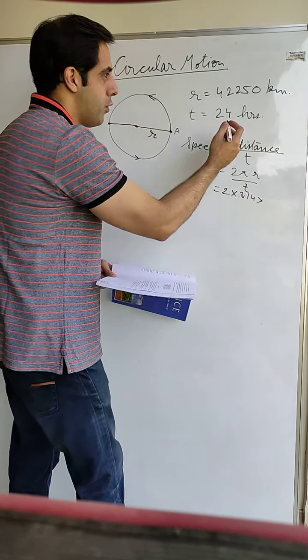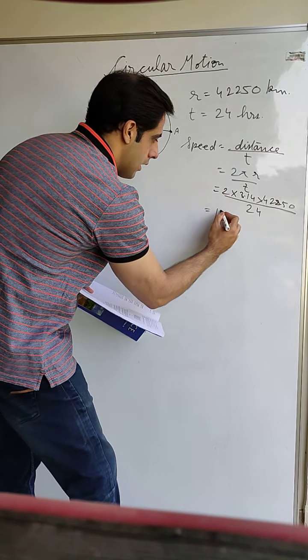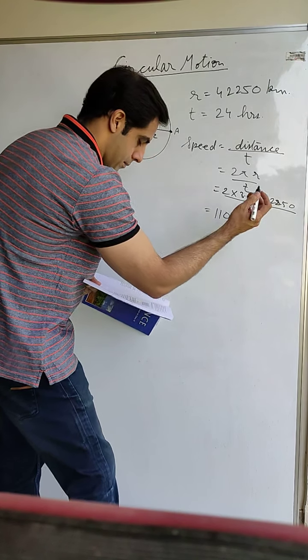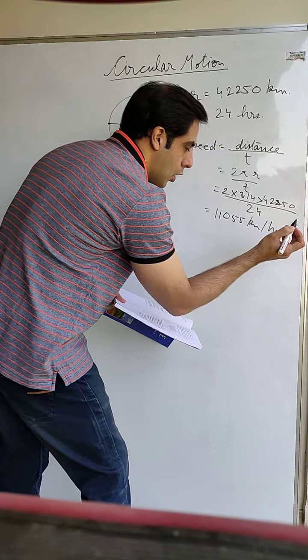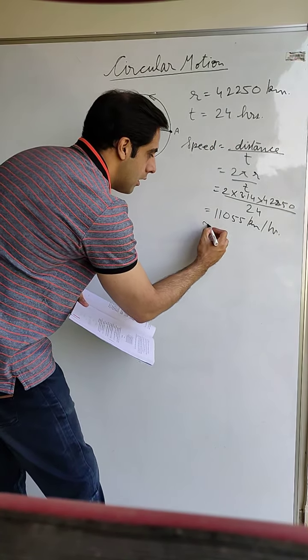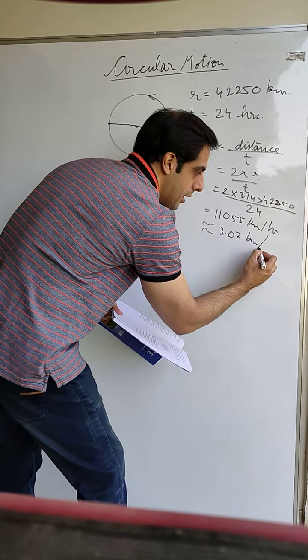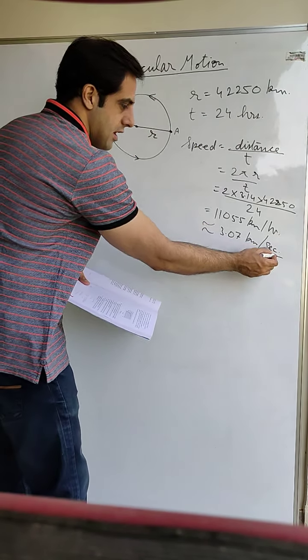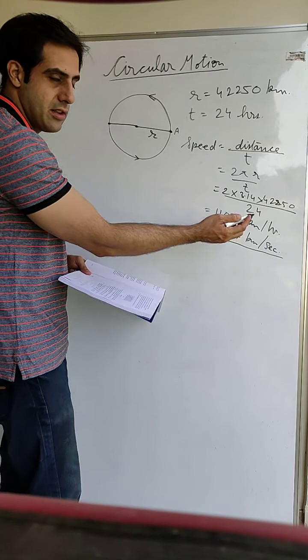So distance is in kilometers, time is in hours, so we'll get the speed in kilometers per hour. If you solve this, you will get around 11,055 approximately kilometers per hour, or as the answer is given in your book, approximately 3.07 kilometers per second. This is the answer given in your book. If you convert this kilometer per hour into kilometer per second, you will get this answer.